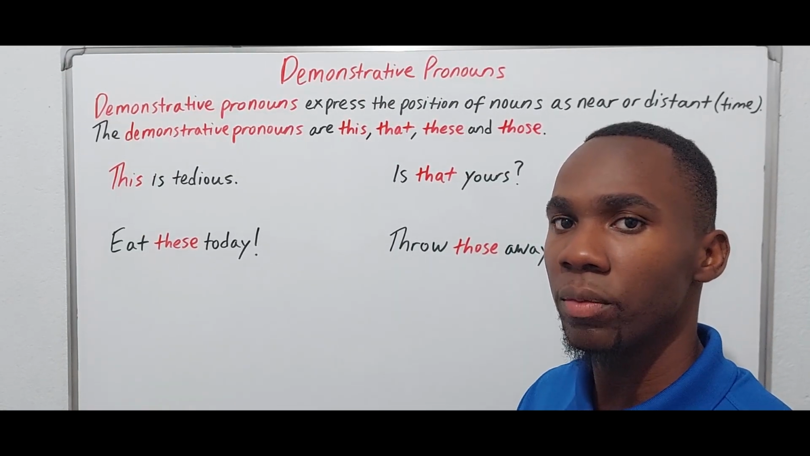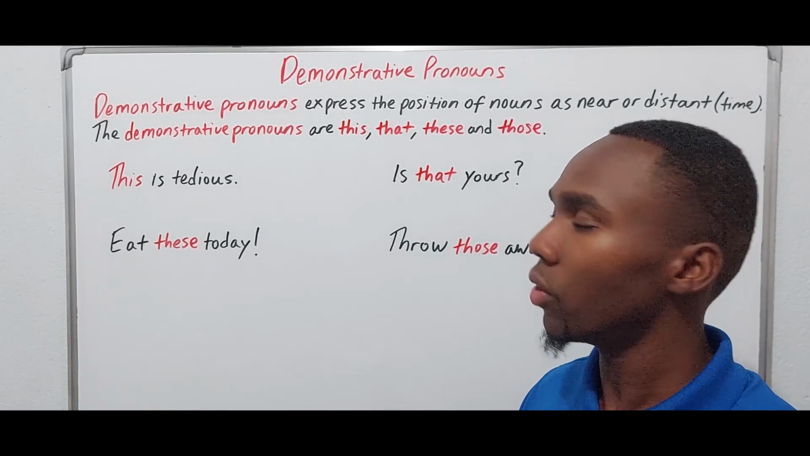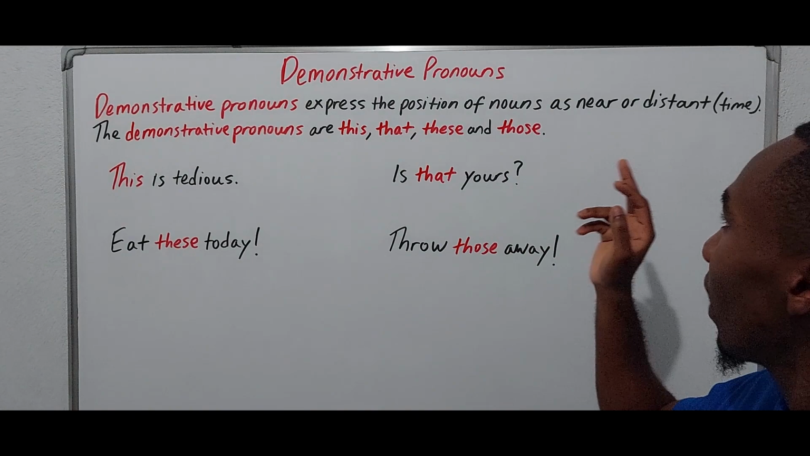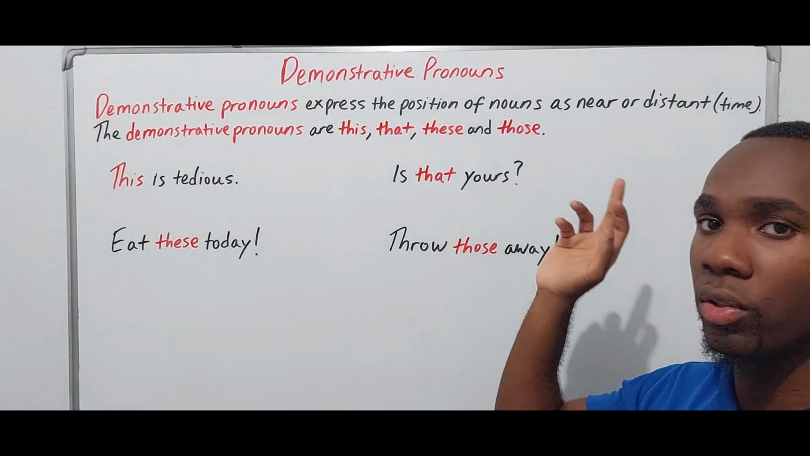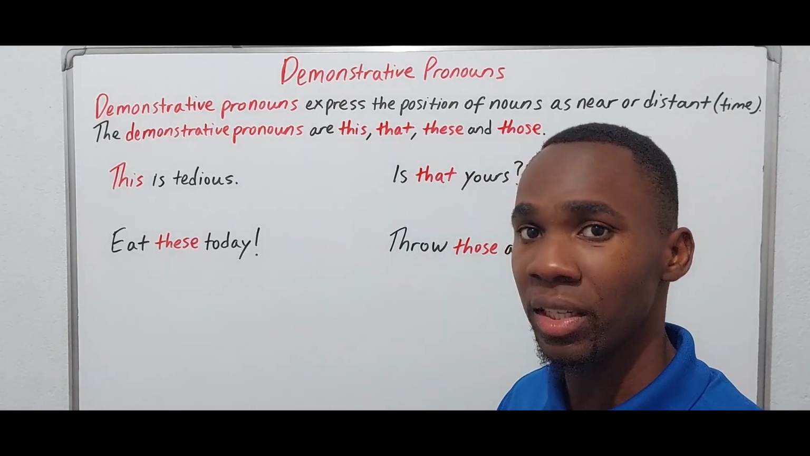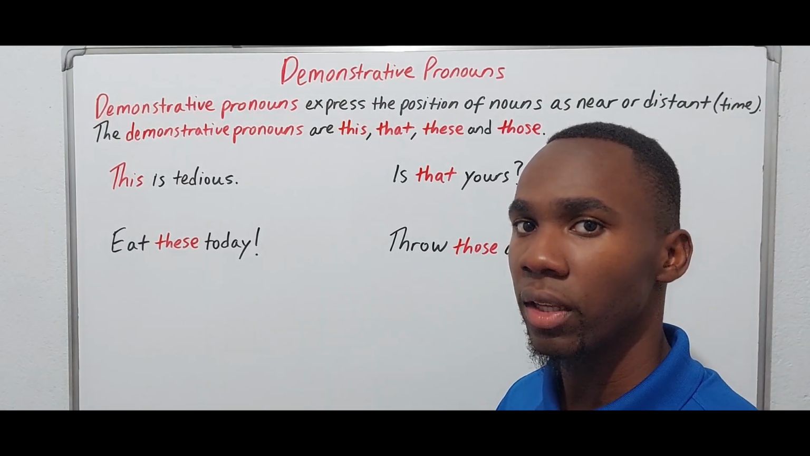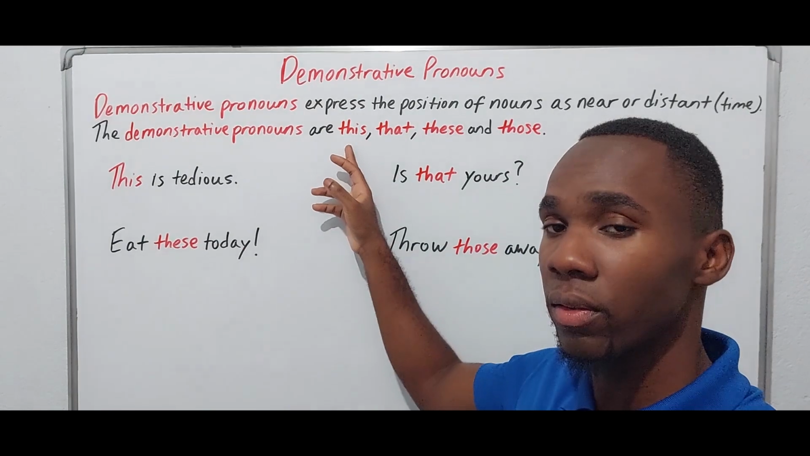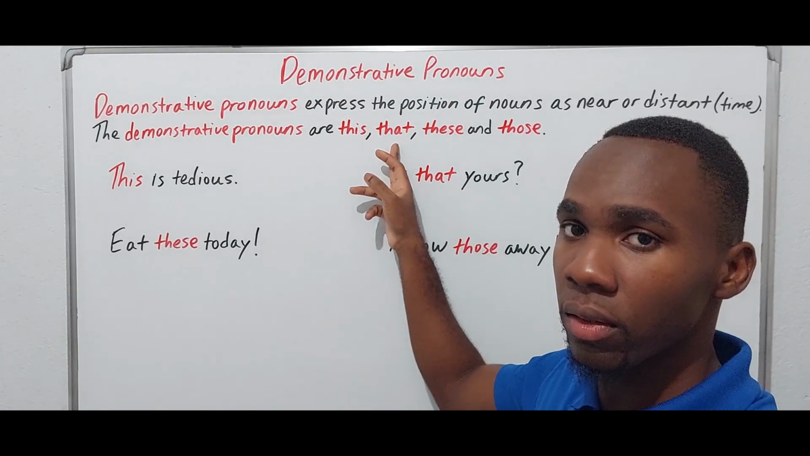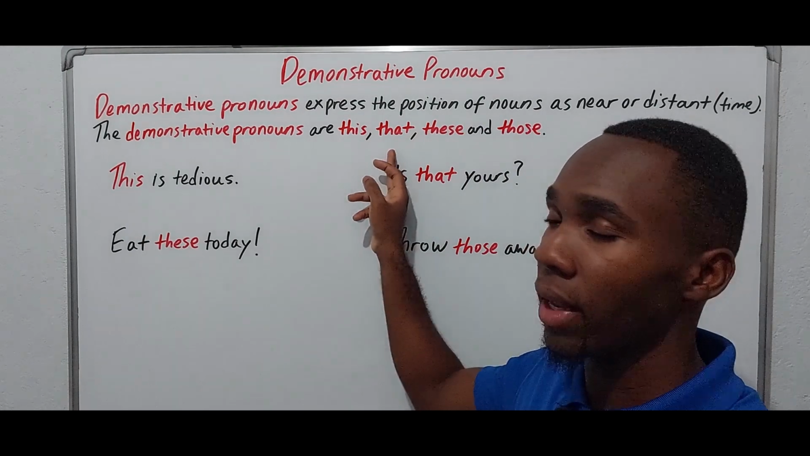So these are used to highlight or point out things, right? So demonstrative pronouns express the position of nouns as near or distant, and it could also include time, right? So this is the distance from the speaker. So if the object is close to the speaker, then we are going to use this. If it's farther away, we will use that. And these would just be the plural of this, and those will be the plural of that. Simple.